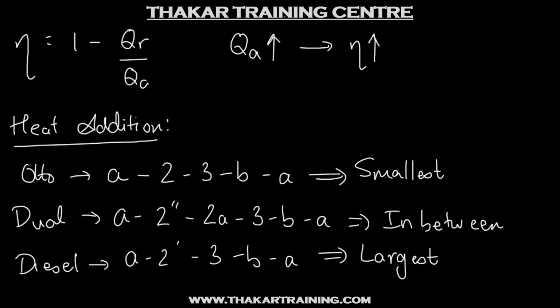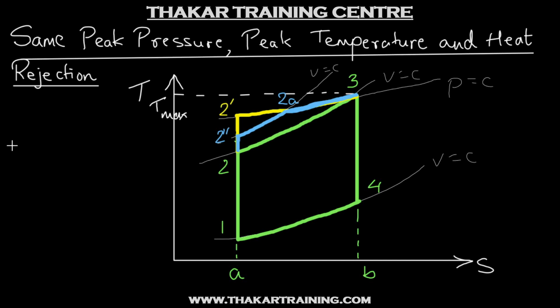So this time what we have is the diesel cycle, since it has the largest area, will have the highest efficiency, whereas this will have the lowest efficiency. Alright. So this time the comparison is: efficiency of diesel cycle is more than efficiency of dual cycle is more than efficiency of Otto cycle. Alright. This is how the cycles compare when you have the condition of same peak pressure, peak temperature and heat rejection.